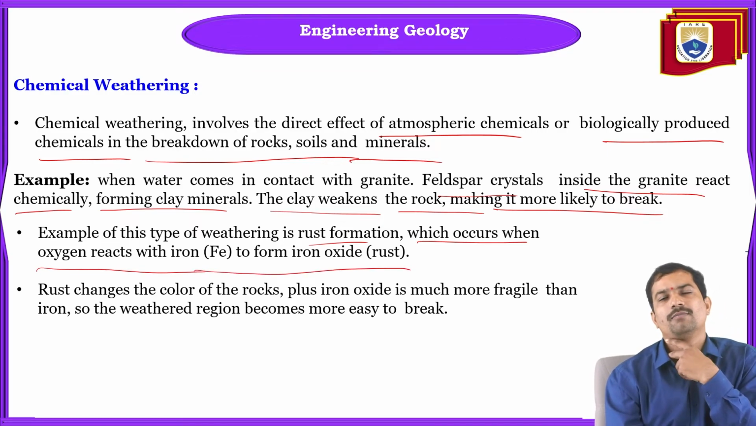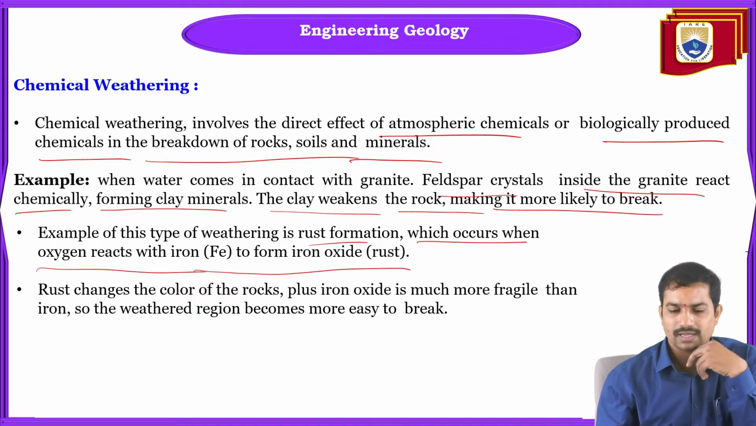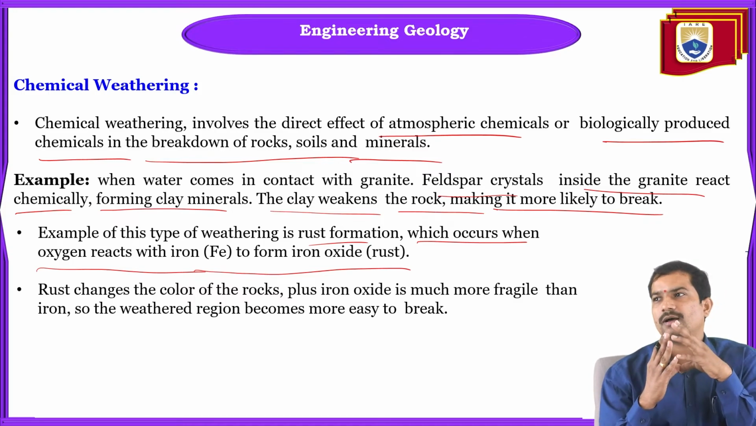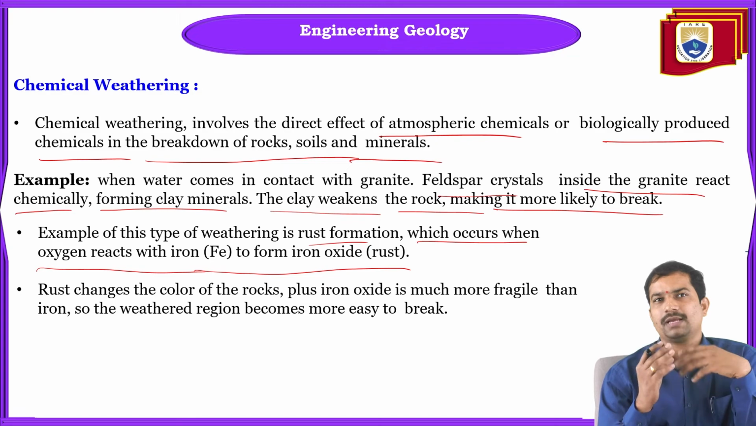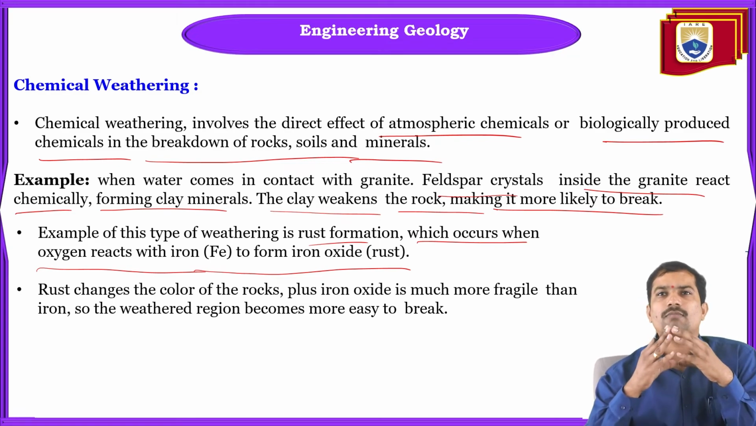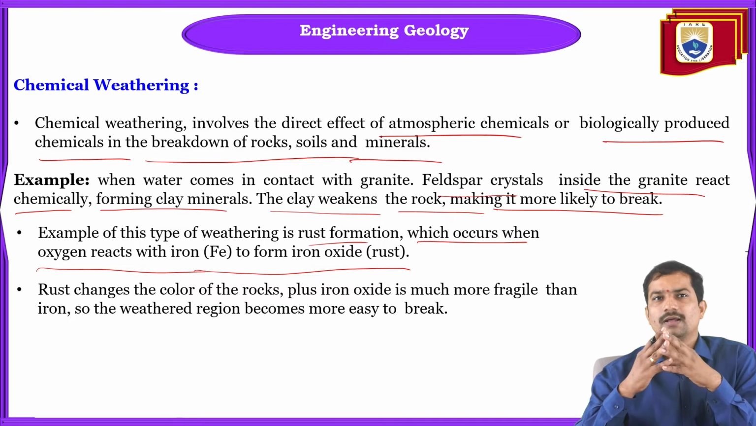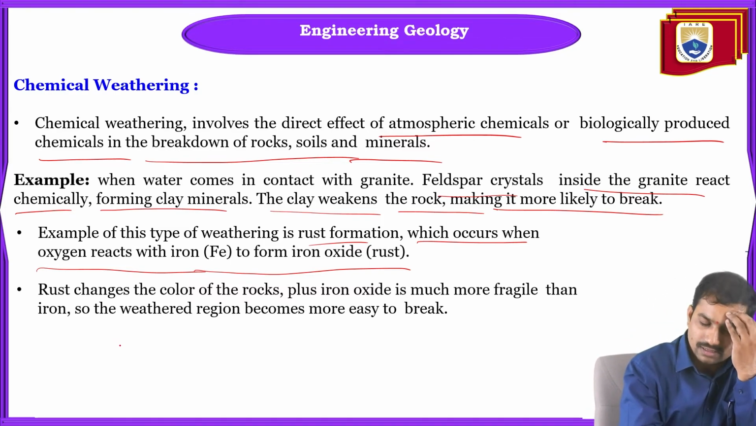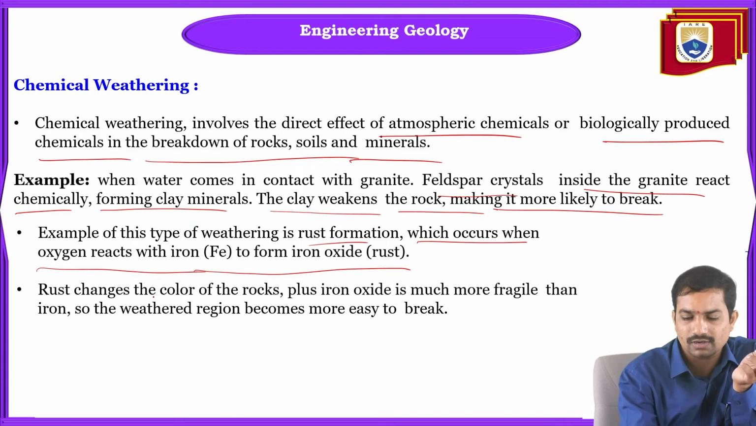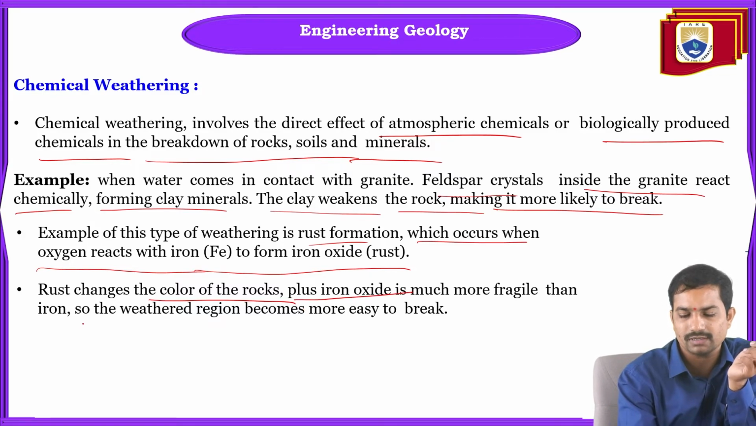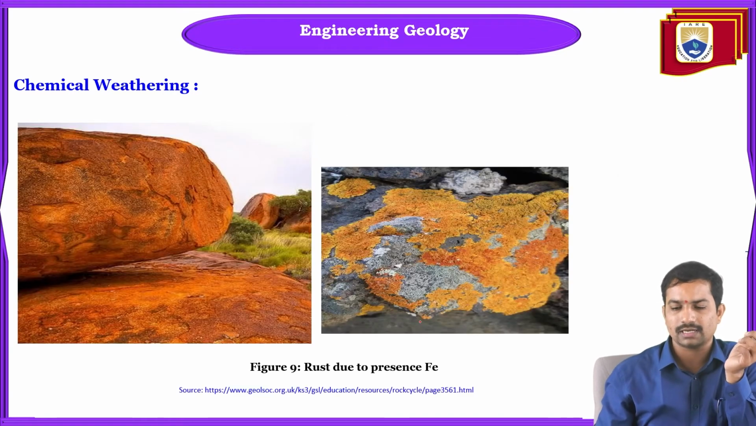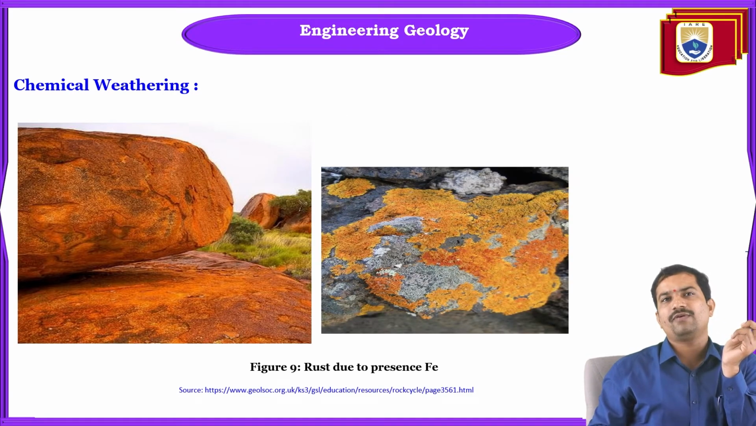So we know that bauxite is one of the ores. If there is any iron-like mineral present, and there are chemical changes in the atmosphere due to moisture or water, the material may change into rust as it starts corroding. The color of the rocks changes with the presence of iron oxide, and the weathered rock becomes easier to break. So this is a classical example of Fe, or red colored rock.